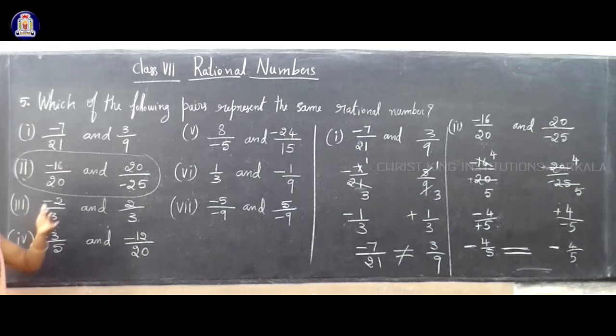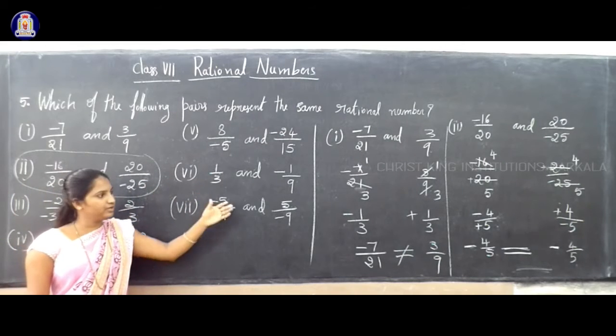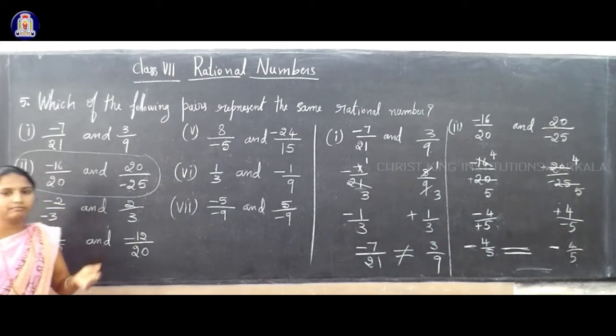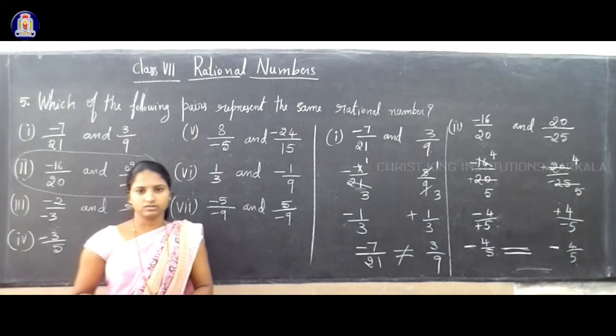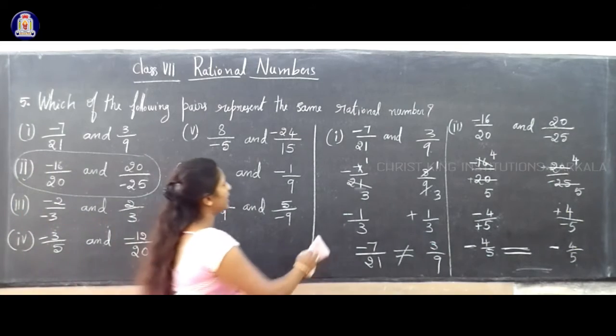In the question, we cannot say whether these two rational numbers are same or not. So what do we have to do? We have to simplify the numbers. Clear? If you simplify the terms, we will get whether the given pair of numbers are same or not. Clear? Okay, now we will see the third question, the third pair of numbers.